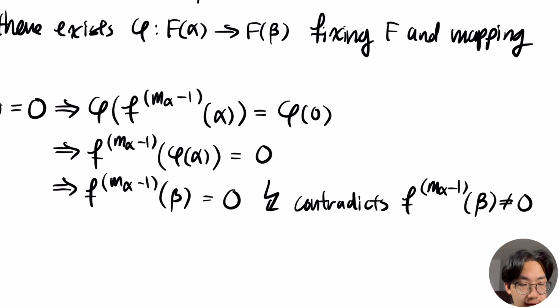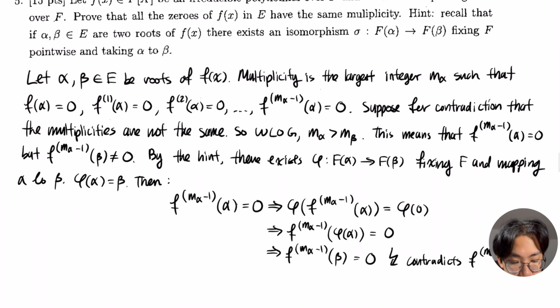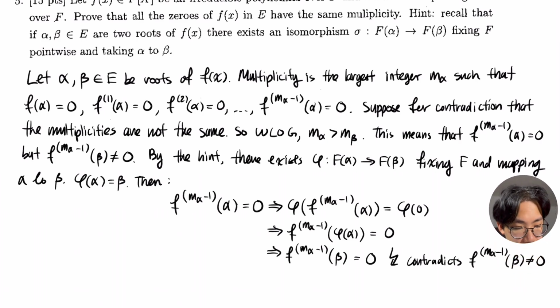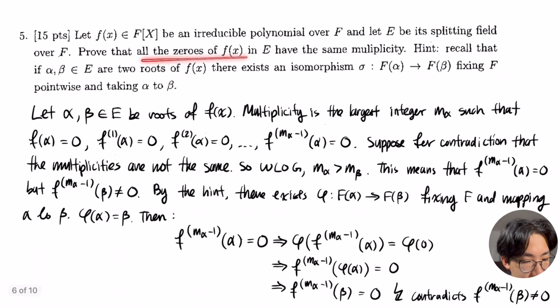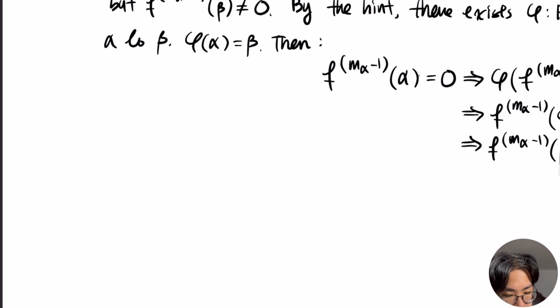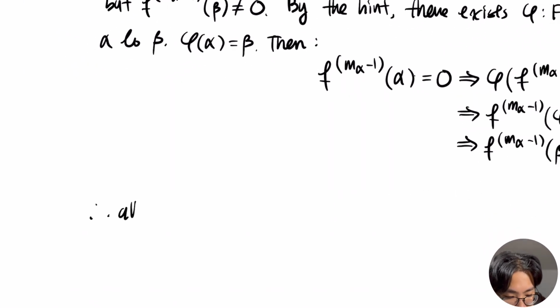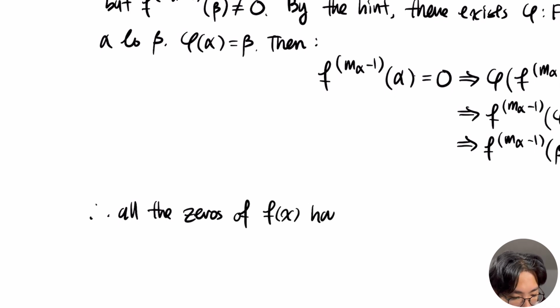So it contradicts this, and so just by proof by contradiction, we know that our assumption here must have been false, and we're allowed to conclude that this right here, that all zeros have the same multiplicity, is indeed true. So let's quickly write that out here. So therefore, all the zeros of f of x, I guess in E, have the same multiplicity.